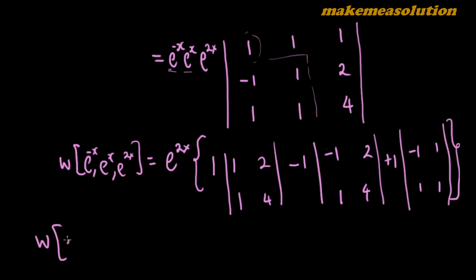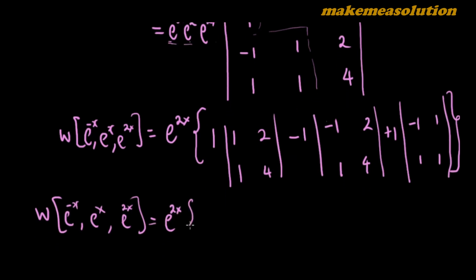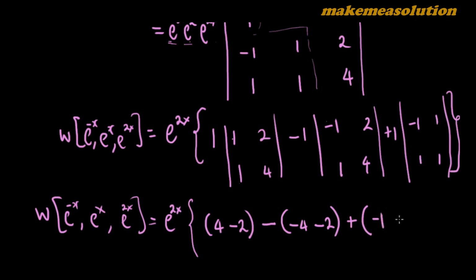So our Wronskian of e to the negative x, e to the x, e to the 2x is going to be exponential 2x. How did we get exponential 2x? This times this times this gives you exponential 2x. Then when you do 1 times this one, you're going to get 4, then minus 2 in this place: 1 times 4 is 4, and 1 times 2 is 2. Then minus 1 times, minus 1 times 4 is negative 4, and 2 times 1 is 2, so minus 2 like this. Then you now have plus 1 times, minus 1 times 1 is minus 1, and 1 times 1 is 1, so you have minus 1.